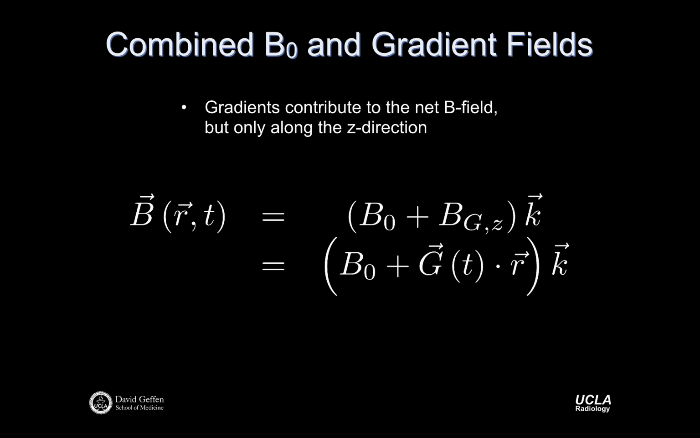So what are the important things to remember here? Well, probably two things. The gradients are linear, or at least we treat them as such. And the gradients generate fields that point along Z. Those would be the two most important things to know right now.